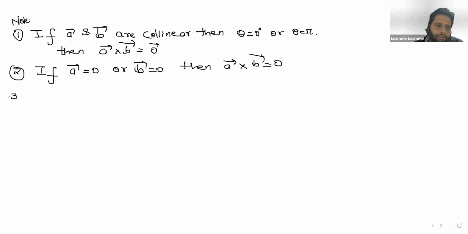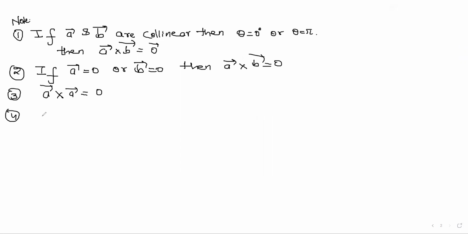Third point. A cross A. Can anyone tell me what's the value of A cross A? What's the angle between A and A? 0. So A cross A will be 0. Very, very good. It will be 0.